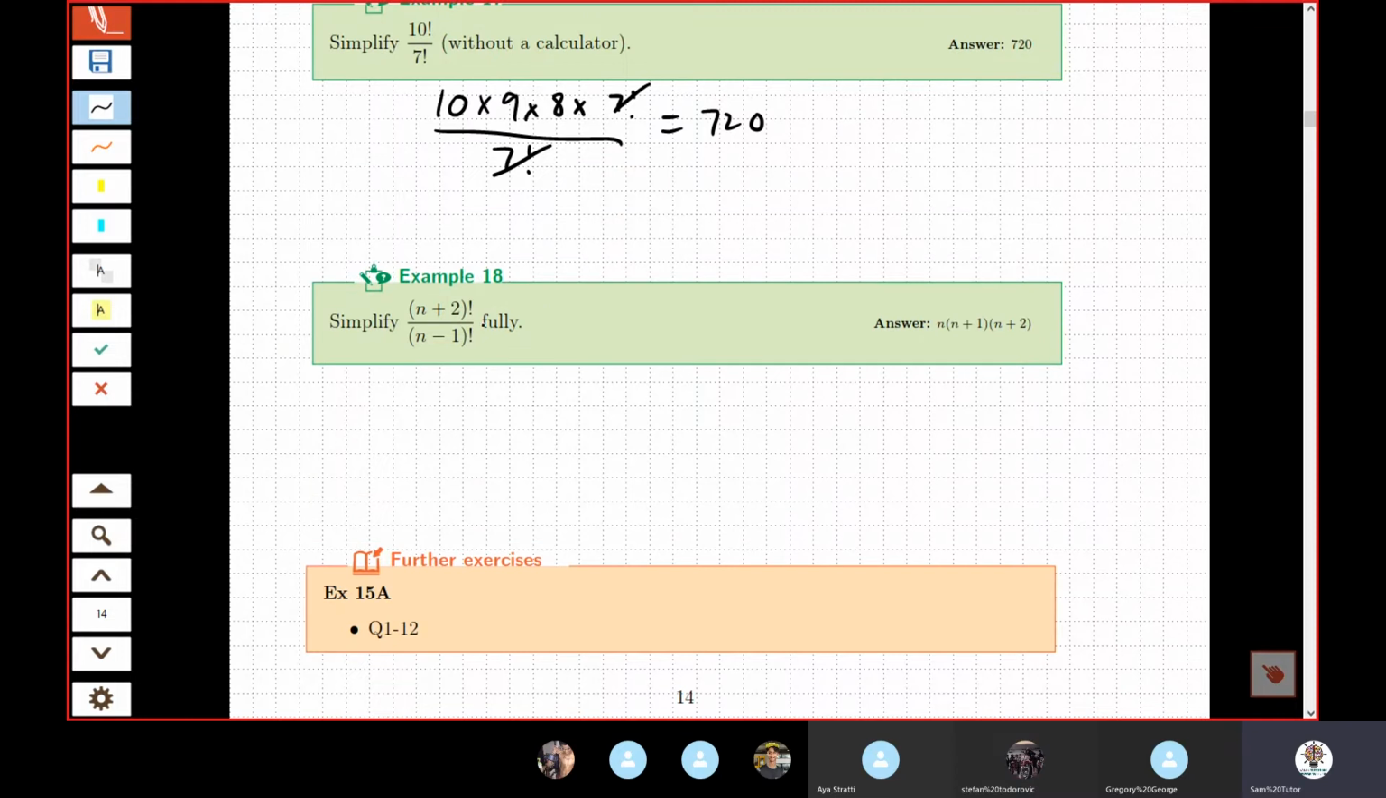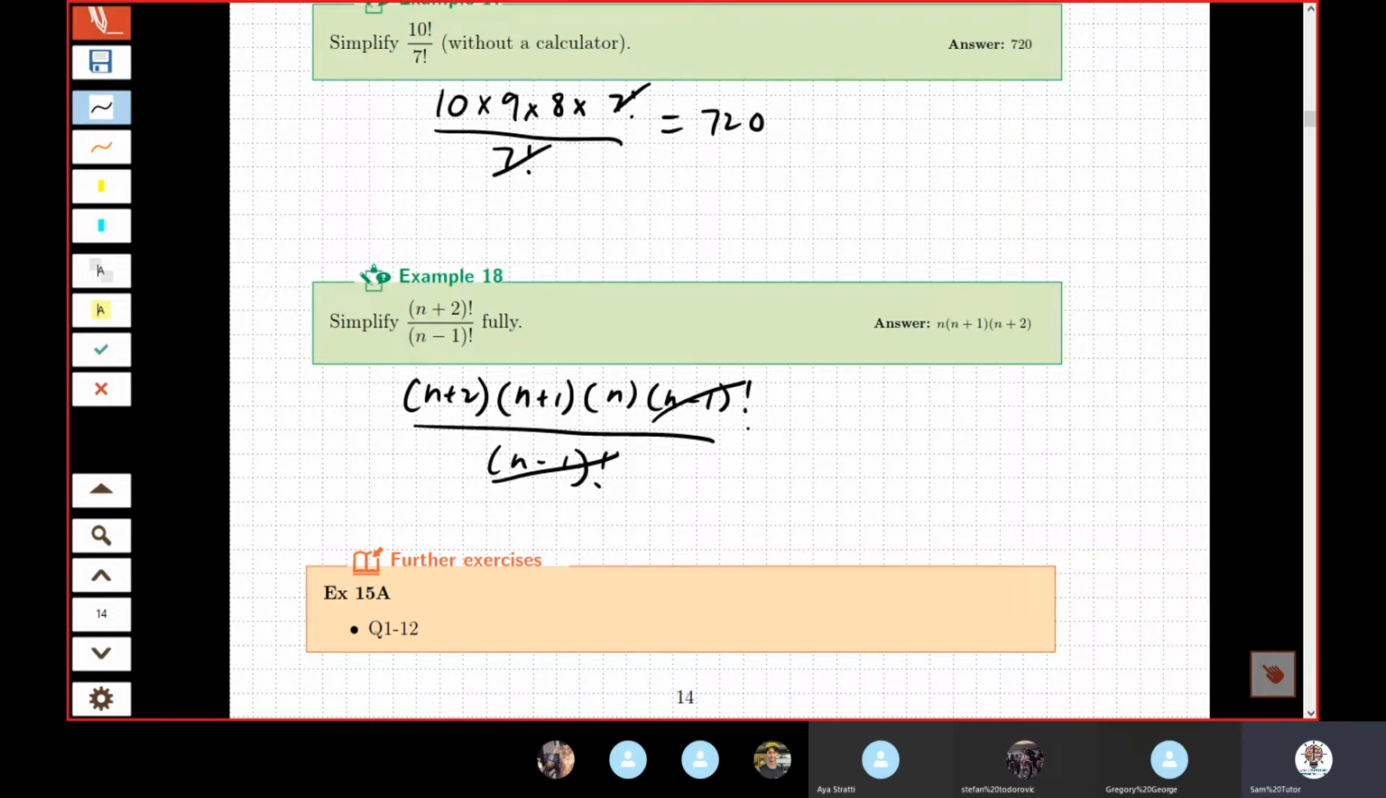If I had a question like this, n plus 2 factorial over n minus 1 factorial, you always choose the bigger one. So we'll go n plus 2, then n plus 1, then n, then n minus 1, and once you realize they're the same, cancel them out, and we're done.